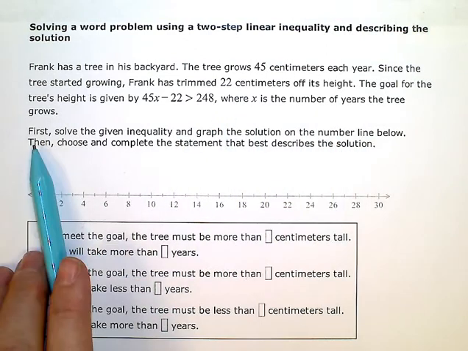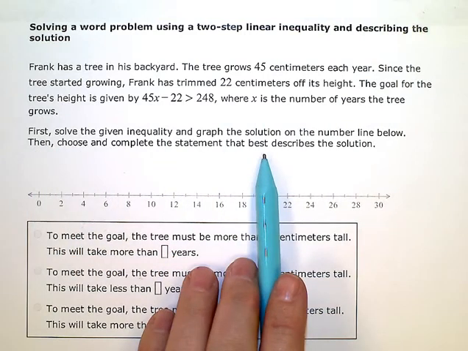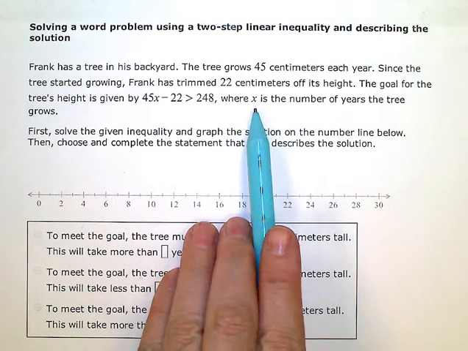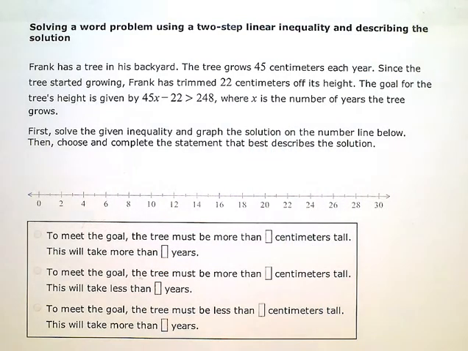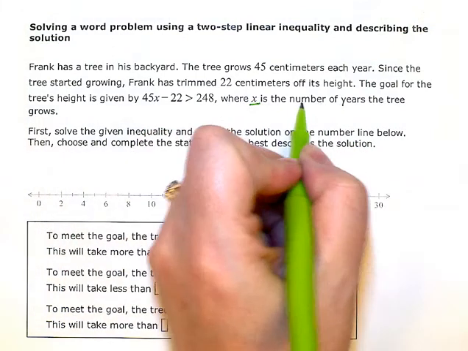First, solve the given inequality and graph the solution on the number line below. Then choose and complete the statement that best describes the solution. Okay? So we know x is years. X is number of years.